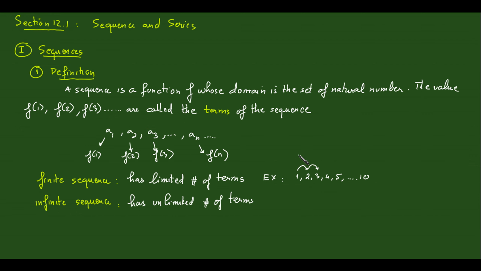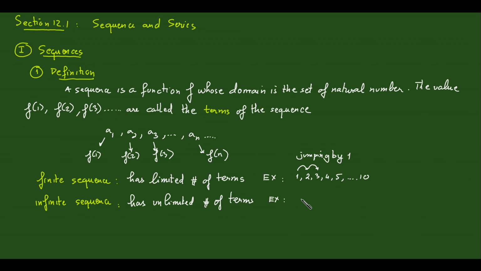So this is jumping by 1, right? Jumping by 1, and it stops at 10. So we call that a limit. We call it a finite sequence. And I can have an example like this for the infinite sequence.